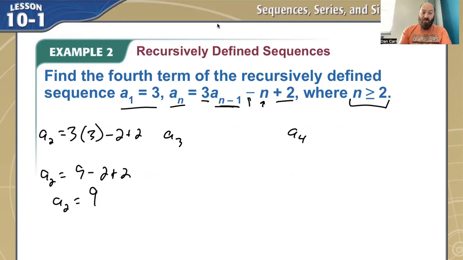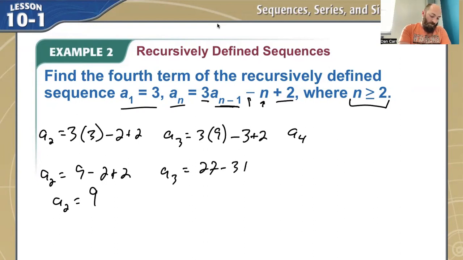Well, now that I have a sub 2 is 9, that's going to help me find a sub 3, because that's going to be 3 times the previous term, which in this case was 9, minus n, the term number. In this case, it's minus 3, and then plus 2. So 3 times 9 is going to give me 27, minus 3 plus 2. So 27 minus 3 is 24, plus 2 is 26.